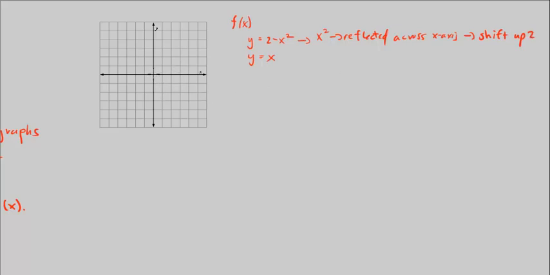So reflected across the x-axis, well, we know that x squared starts like this. So reflected means it's going to be down like this. But then we want to shift it up 2 units. So instead of starting at 0, 0, it's going to start at 0, 2. And these are some key points. It's going to hit these values going down.